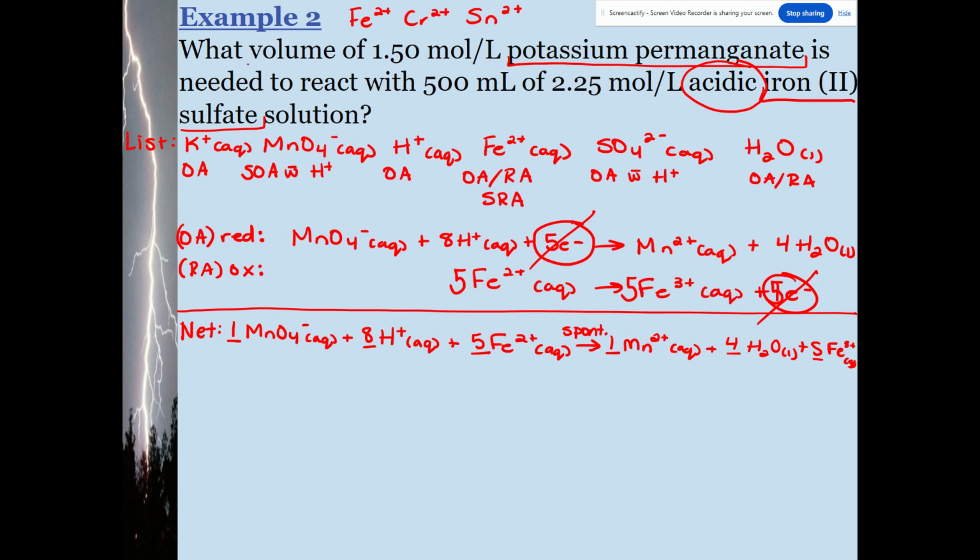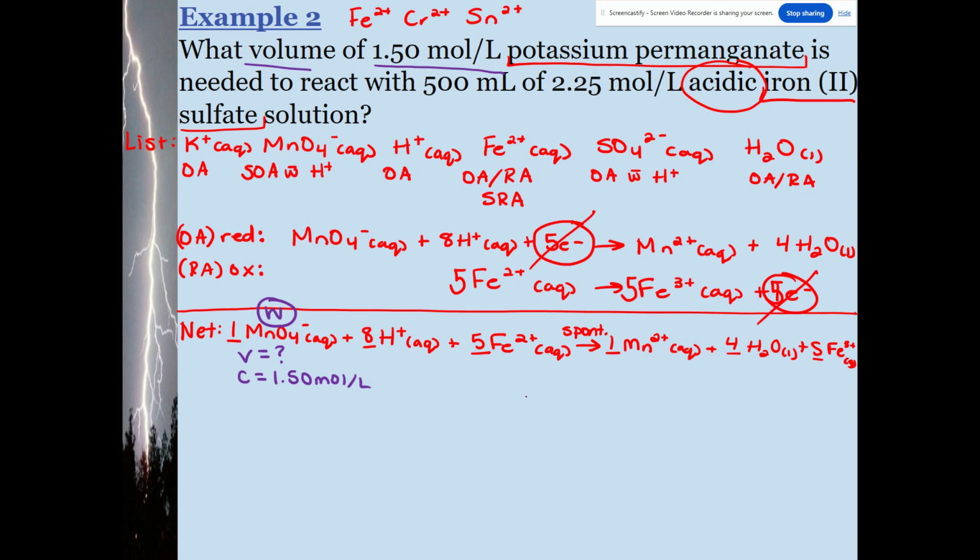So it's asking for the volume of potassium permanganate. Now what in my net reaction comes from the potassium permanganate solution, or what's left in the net reaction of the potassium permanganate solution, and that is the permanganate ions. So I want to find the volume of my permanganate ions. The concentration's given, 1.50 mole per liter.